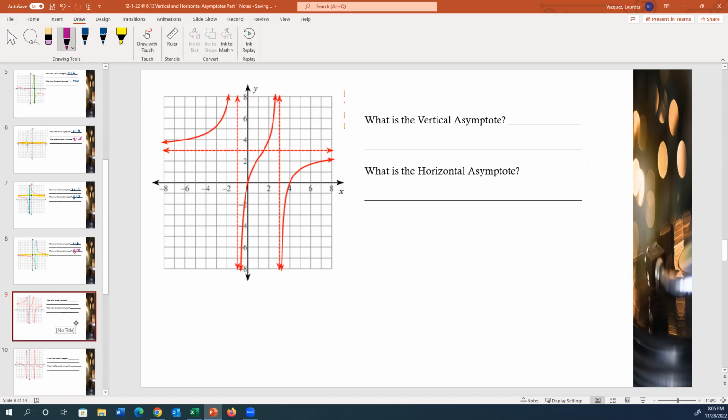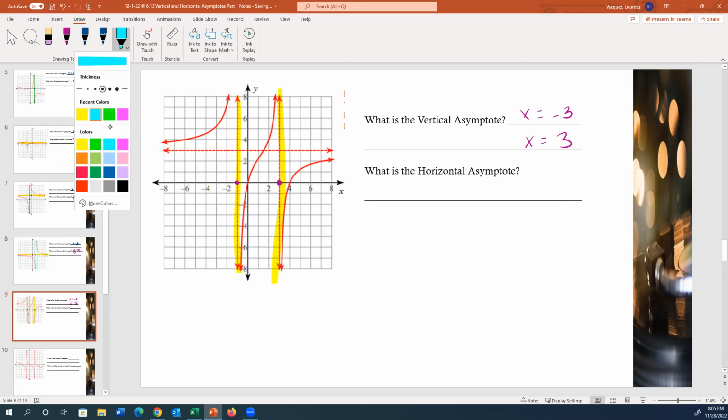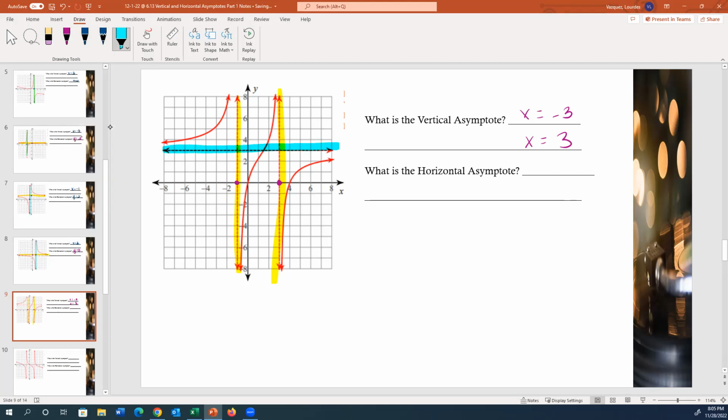You could try this one. This has 2 vertical asymptotes and 1 horizontal. Okay, so here's 2. So they're both x's, right? x equals what? Well, it touches x at -3 and also at +3. And then we have one that is horizontal. It's right here. And that's a y equals, and it touches at +3 on the y.